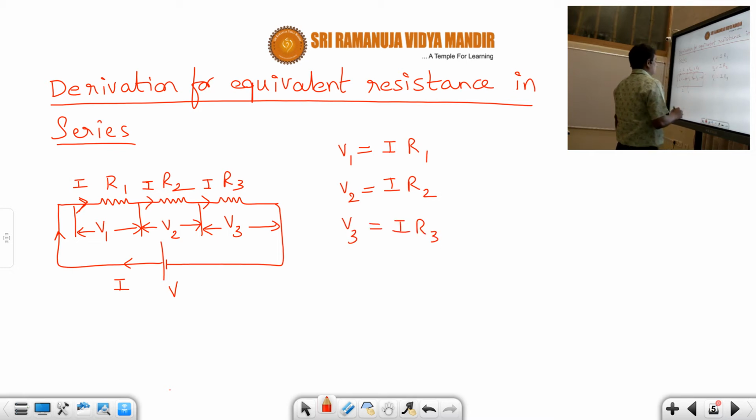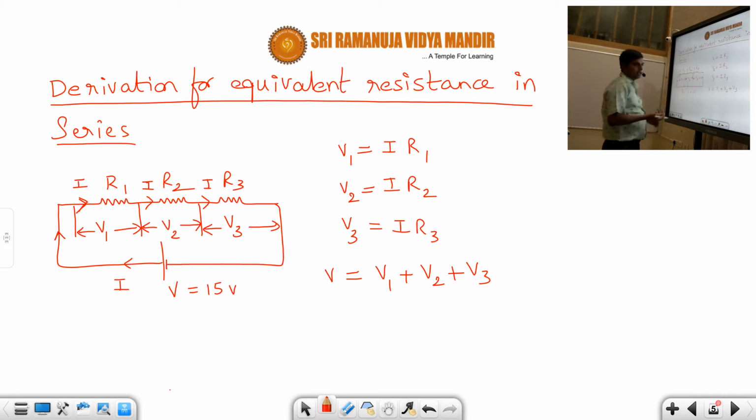Now the total voltage will be equal to the sum of the voltages, no, students? V1 plus V2 plus V3 only. Suppose V equals some 15 volts. Okay, students, so it may divide as 5, 5, 5 like that, or in some cases 2, 2, 8, 5 or anything. But the sum of V1 plus V2 plus V3 equals 15, students.